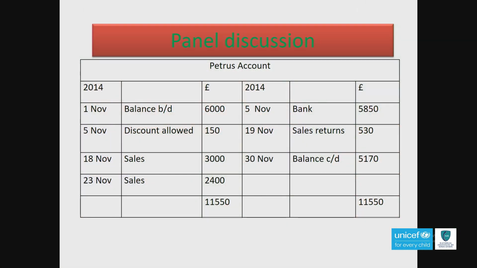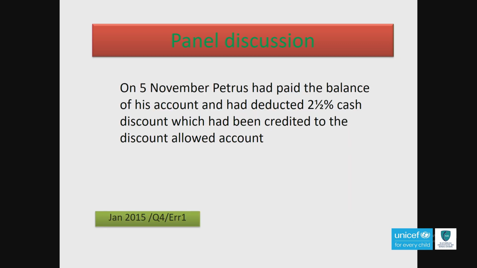Control account. Here in the question, a personal customer's account is given to you. And below that, in the additional information, it is noticed that there is an error on the 5th November transaction. Petrus had paid the balance of his account and had deducted 2.5% cash discount, which had been credited to the discount allowed account.